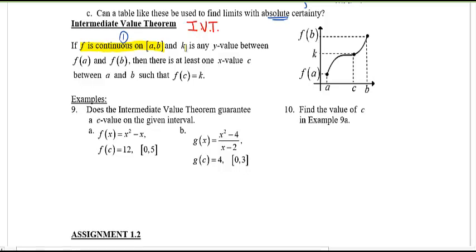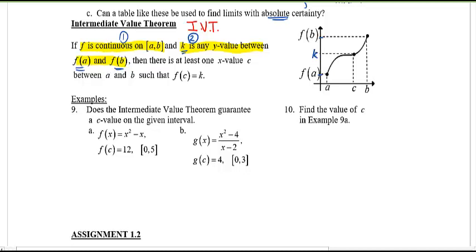And it says k is any value between f of A and f of B. So here's your second condition. You have to pick a k, which is a y value. So here we go, k. And it has to be between f of A and f of B.